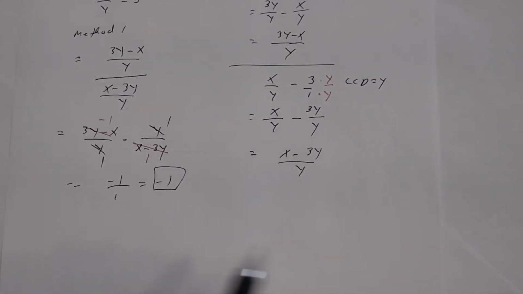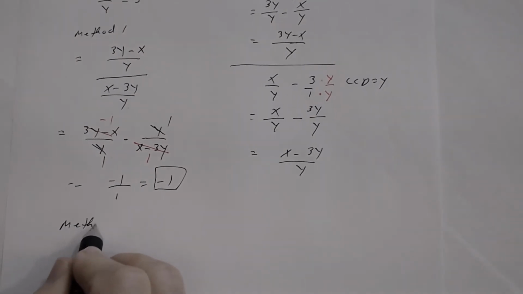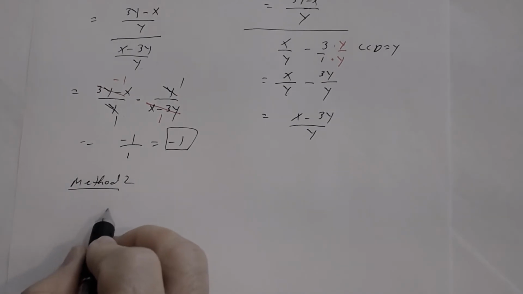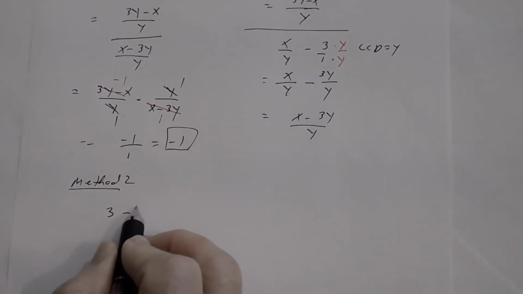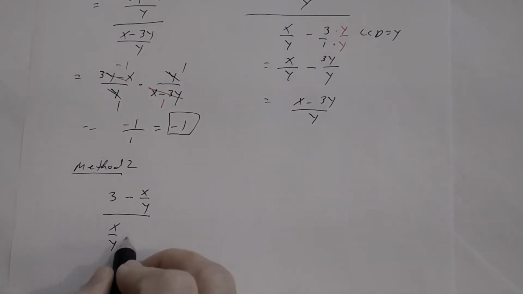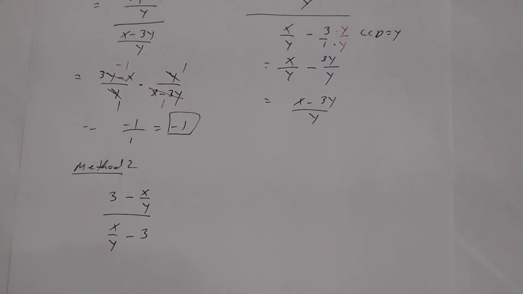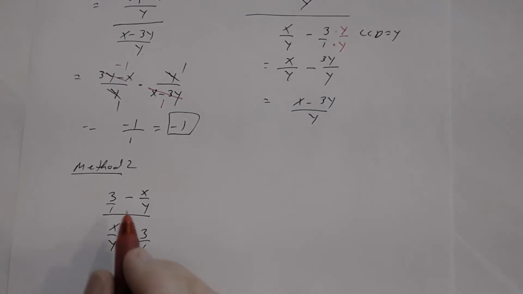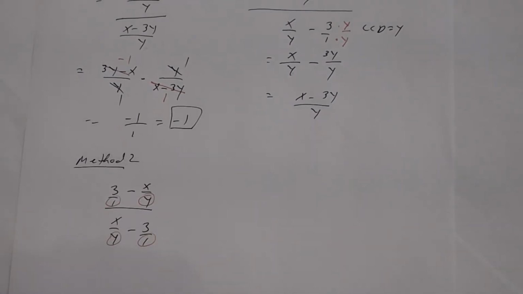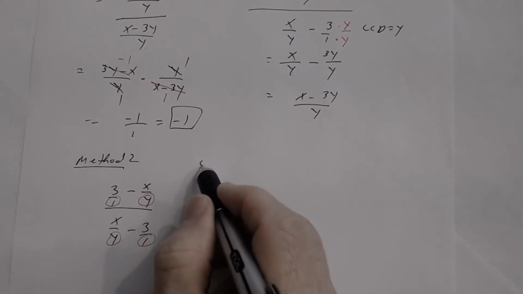All right? Now if I use method 2, let's talk about method 2. So I have this problem again, so I'm just going to go ahead and rewrite it. 3 minus x divided by y, divided by x divided by y minus 3. So remember, method 2 is where, I'm going to write this as 3 over 1 as well. Method 2, remember, is where you look at all your denominators in both numerator and denominator, all the fractions in both numerator and denominator, and find the LCD of all the fractions listed. So the LCD is y.